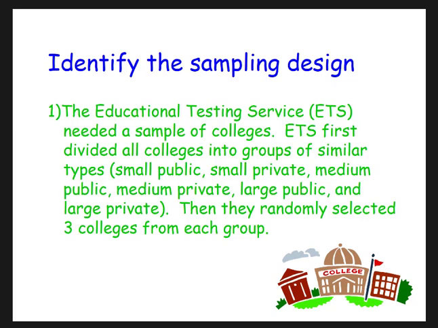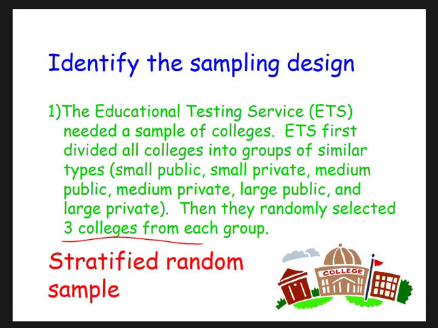So we ask, are these groups formed by convenience or location, or are they grouped because they have something in common? Well, small public schools all have that trait in common. They're all public and they're small. Medium private schools are medium-sized and private. They have traits in common. This is going to be a stratified sample. To confirm that, in a cluster sample we would have selected whole groups to survey. Here, we just selected 3 colleges from within each group. So it's stratified.